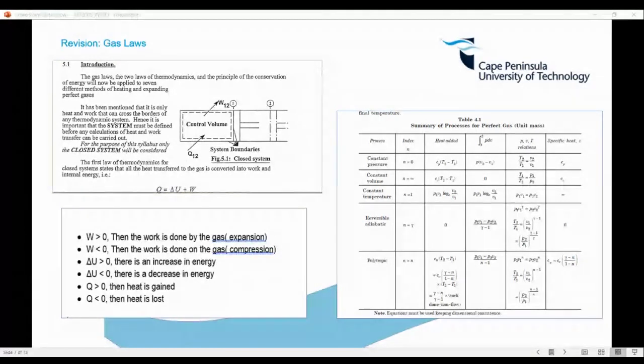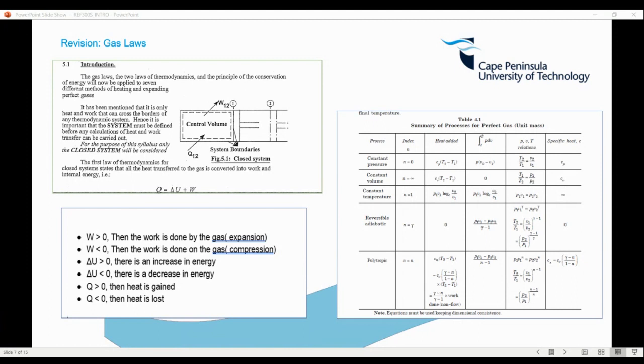If you look to your right now, sorry, left, this gives you all the equations you need to know for each process. There's the constant pressure process, the constant volume process, the constant temperature process, the adiabatic or reversible adiabatic process, and also the polytropic. Those are essentially the five heating, expanding and compression methods you have to go over. All of these will be applied to all the cycles.